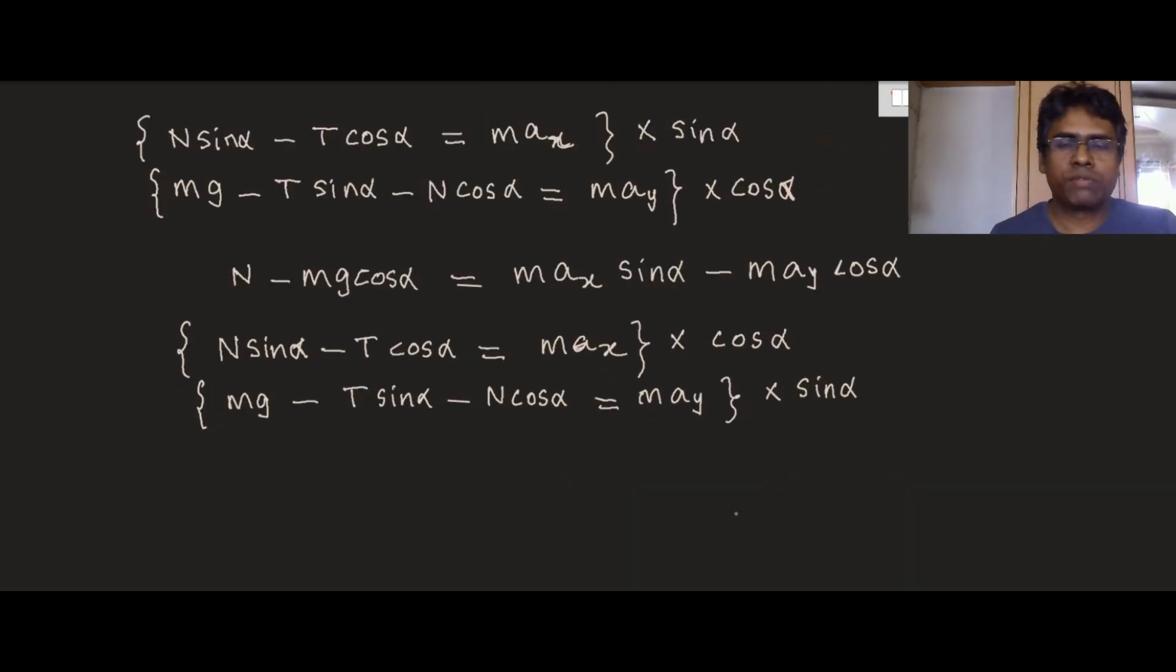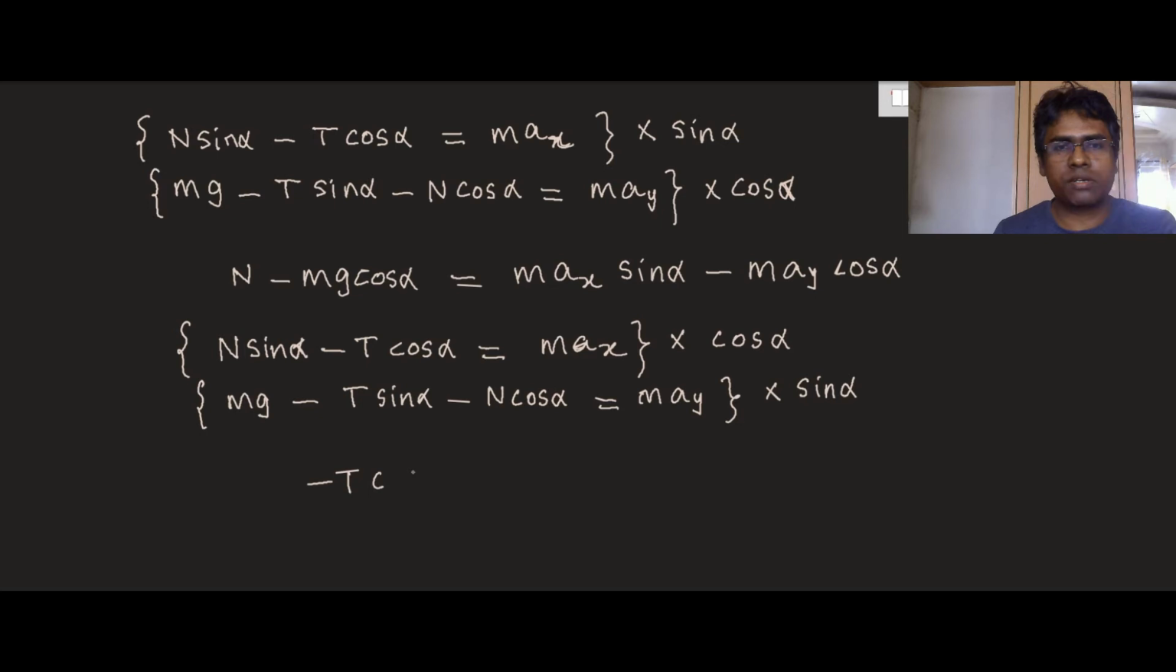Okay, so now you would have guessed how to get the value of the tension. Here I have the same set of equations. Now the first equation is multiplied by cos alpha, the second equation is multiplied by sine alpha, and then I add these equations. You can easily see that in the first equation I have N sine alpha cos alpha, and in the second equation I have N sine alpha cos alpha, so they disappear. So what do I get here? I get minus T cos square alpha, and then I have sine square alpha, so I'll just get minus T here.